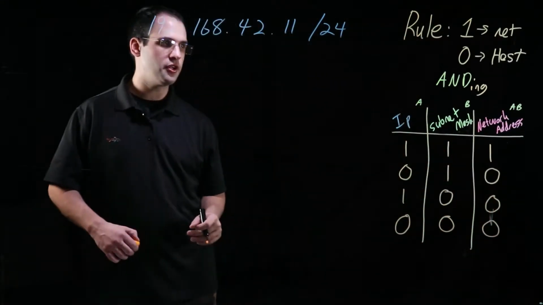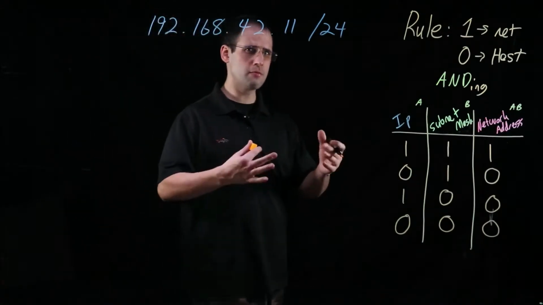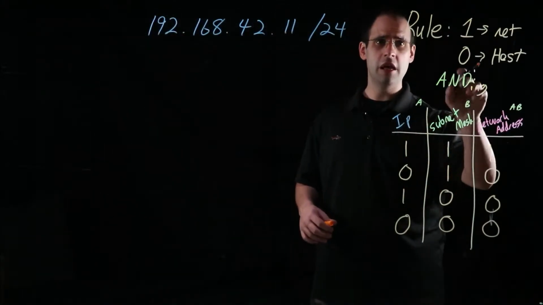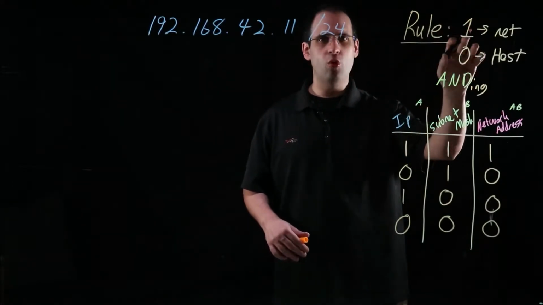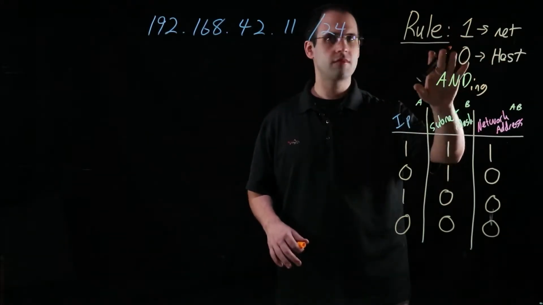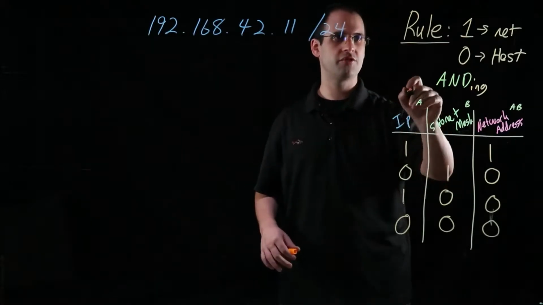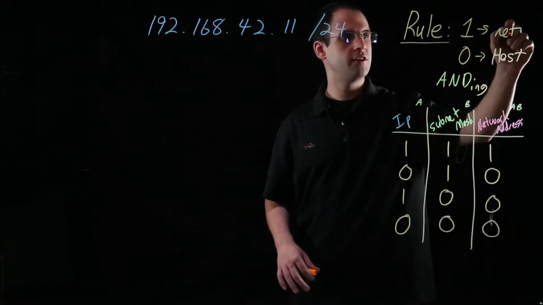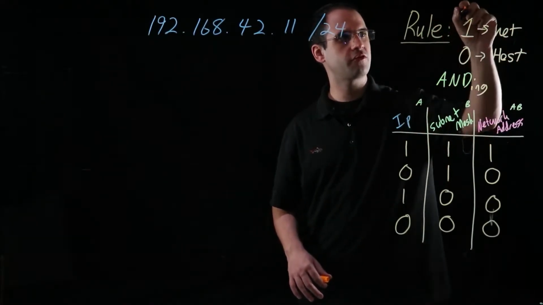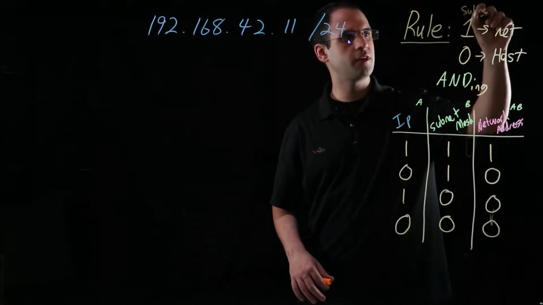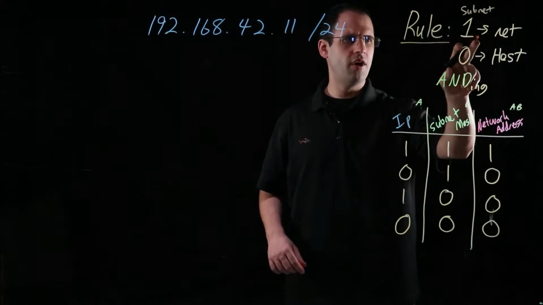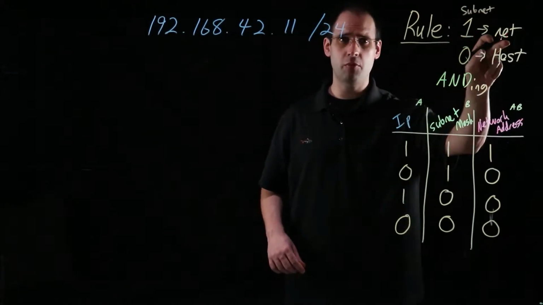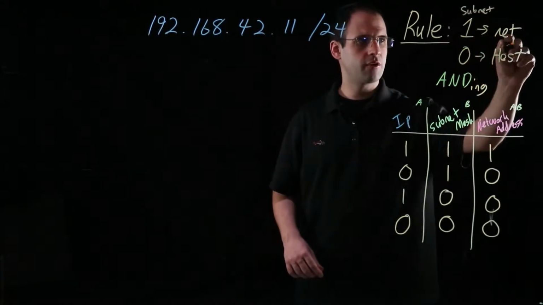So we're going to leave this table here. And remember, in the last video I hinted at this: we have another rule up here, and that's for the subnet. Subnet rules: anytime we have a 1 in our subnet mask, it is going to represent a network bit.